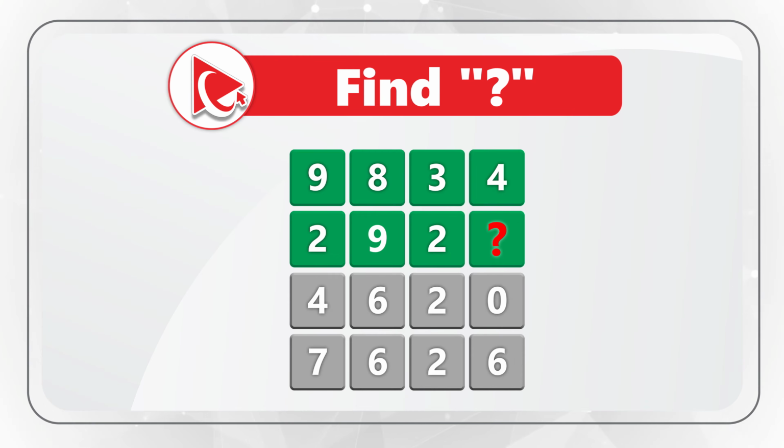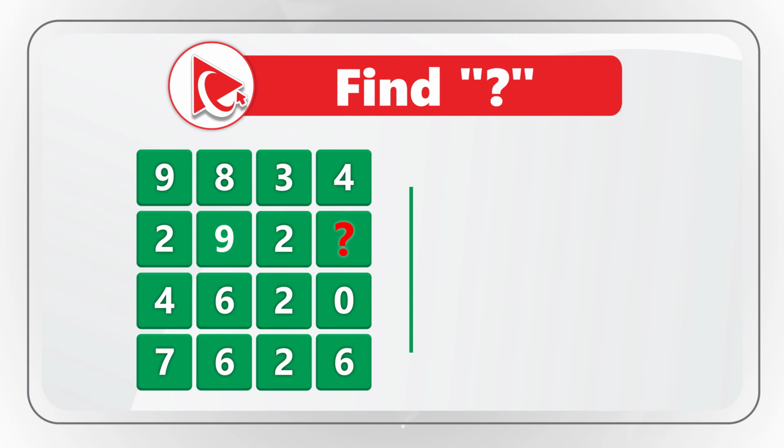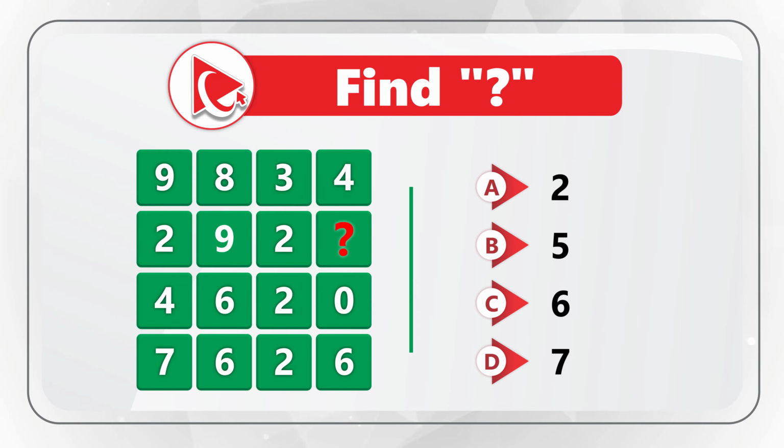The third row starts with 4, 6, 2, 0. And last but not least, the row is 7, 6, 2, and 6. You need to calculate the missing number, and you have 4 different choices to select from. Choice A, 2. Choice B, 5. Choice C, 6. And last but not least, choice D, 7. Take a close look to see if you can come up with the solution.